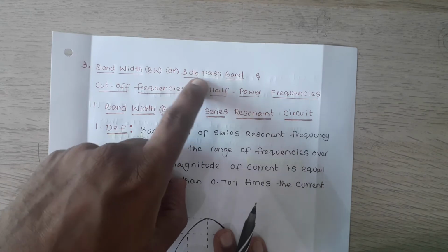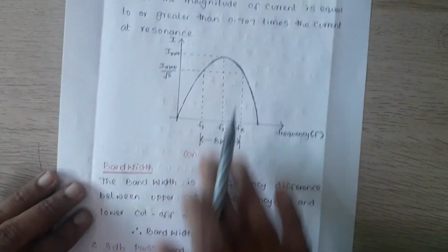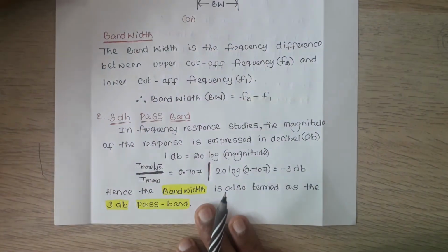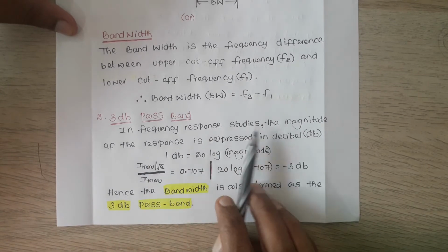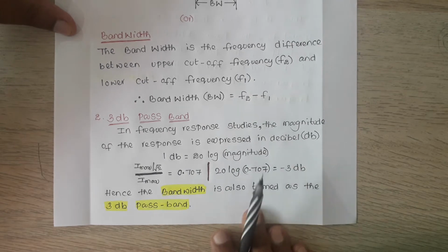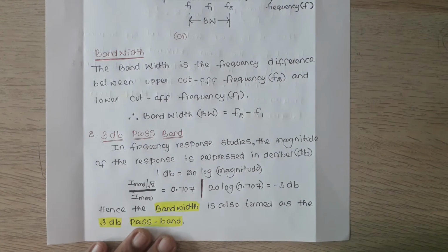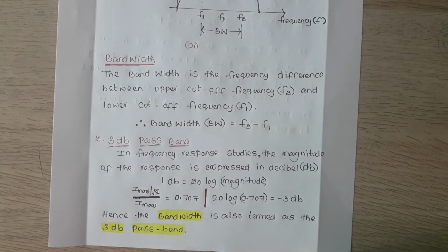Next is the 3 dB passband. What is the 3 dB passband? Bandwidth is otherwise called the 3 dB passband. So we see what the 3 dB passband is. In frequency response studies, the magnitude of the response is expressed in decibels. Generally, in frequency response studies, if the x-axis is frequency, the magnitude is taken in decibels.